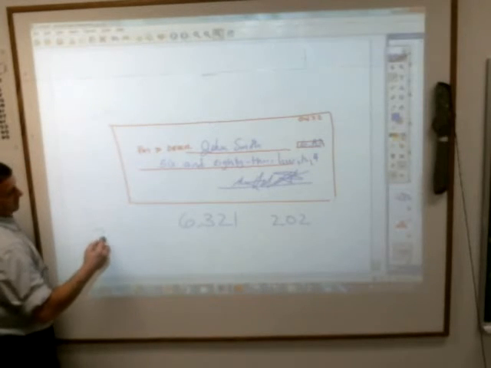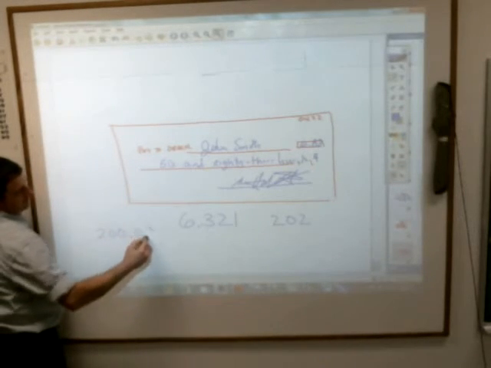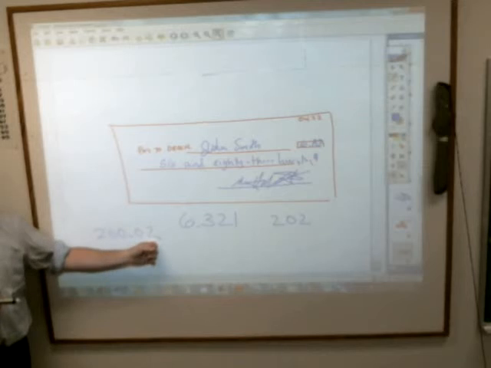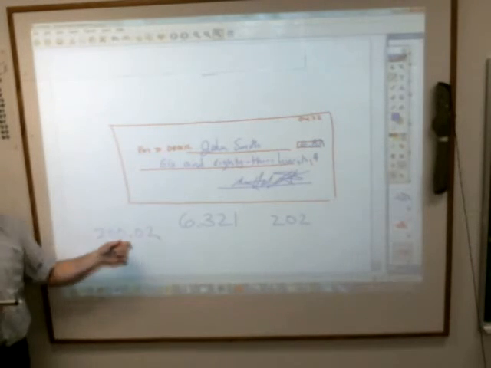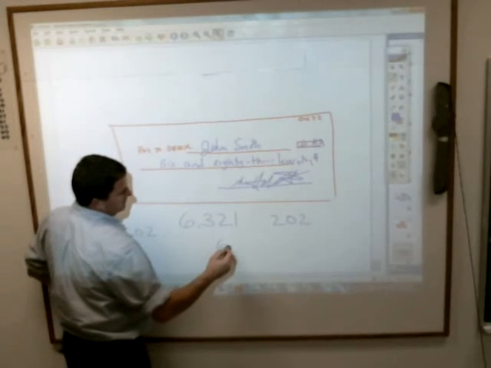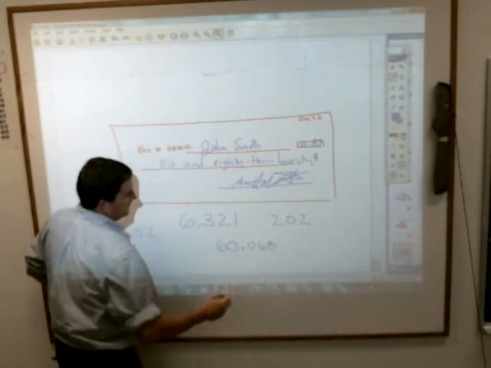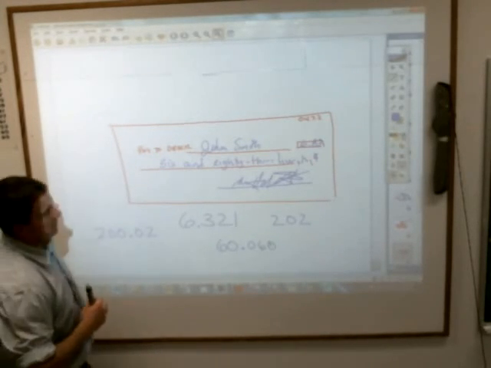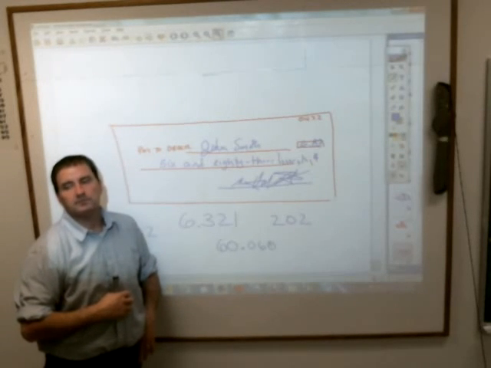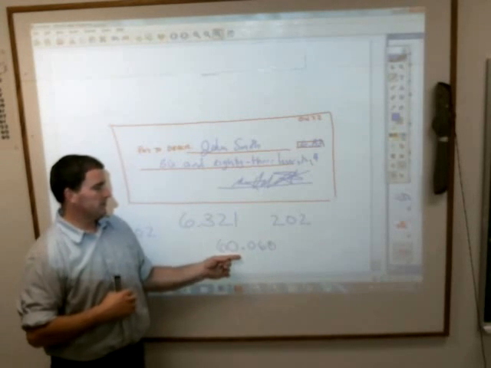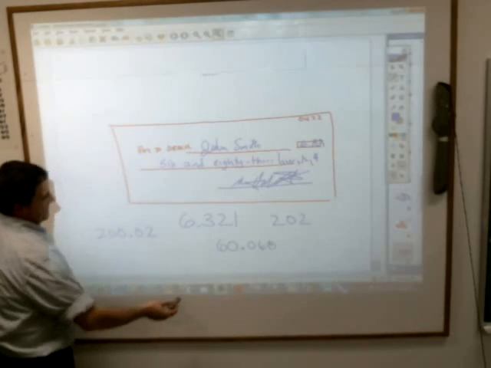Okay, now this number here, Peter, would be 200 and 200ths. Or how about that one? What would be that number there? Evan? 60 and 60. What place is that in? Tens, hundreds, thousands. Thousands. 60 and 60 thousandths.